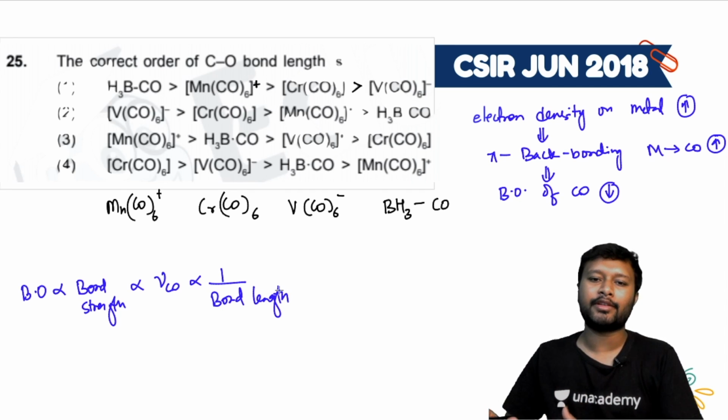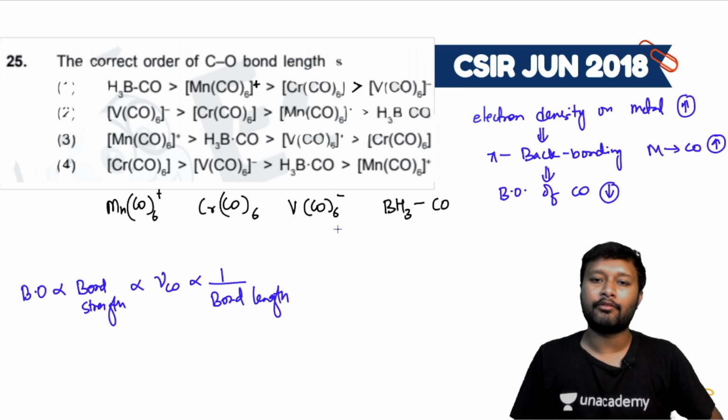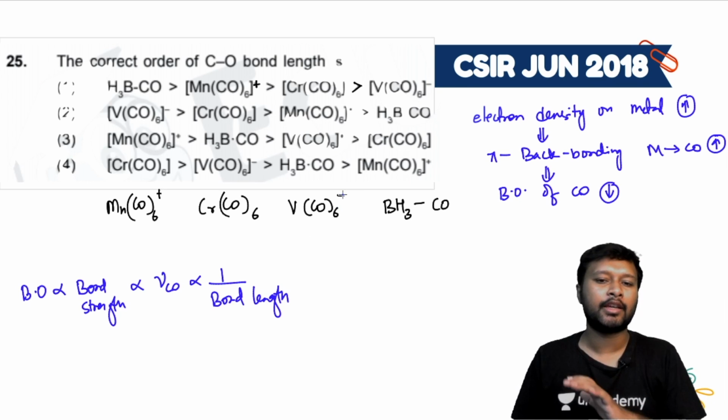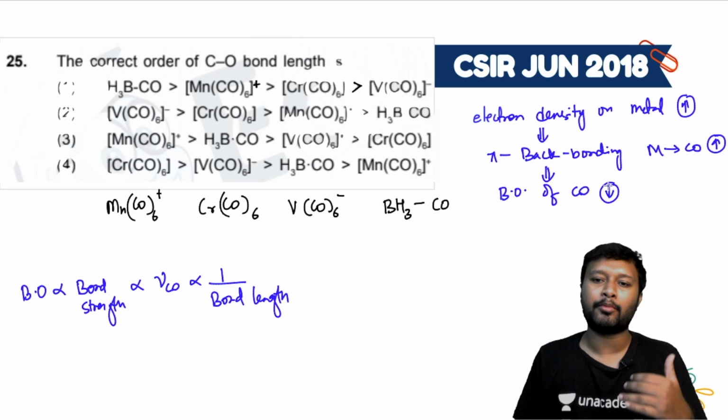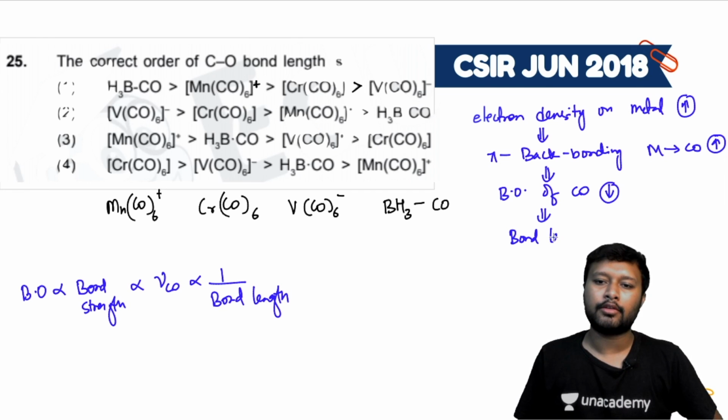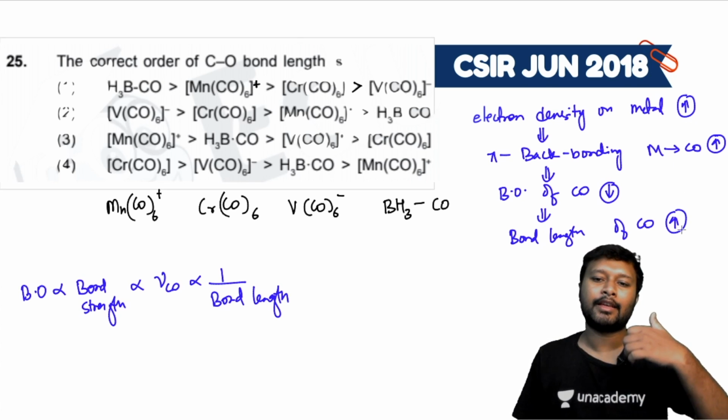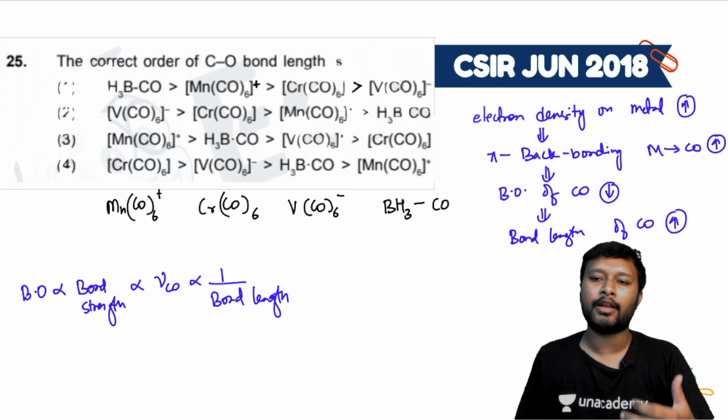Now if you look upon these complexes, this one is the one which is having a formal negative charge. Now if it has a formal negative charge, that means it has more electron density, so more back bonding and less bond order. And if the bond order is less, so what happens to the bond length? Okay, so bond length of CO increases. So if the electron density on the metal increases, you have more bond length of the CO.